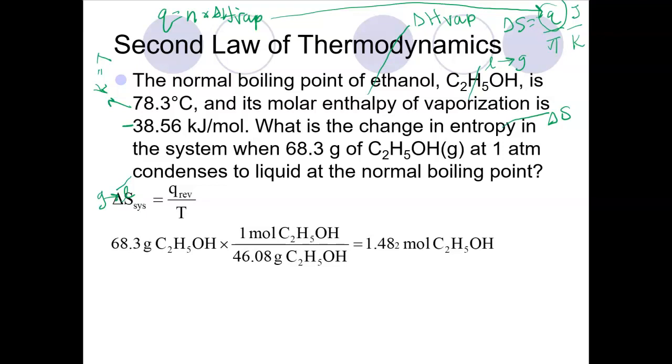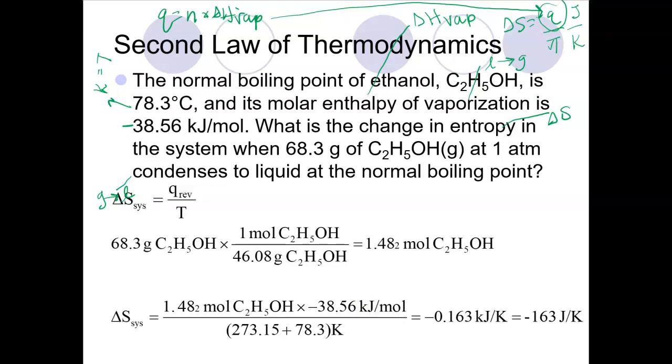So what I'm going to do is plug this all together into the delta S equals Q over T equation. For Q, I plugged in N times delta H of vaporization, where I changed the sign. And for T, I took the 78.3 degrees Celsius and added 273.15 to it to get it into Kelvin. If we look at the numerator, the moles cancel, leaving me in kilojoules, which is fine, but the unit needs to be joules divided by Kelvin. So I had to multiply it by 1,000, and that's where the negative 163 joules per Kelvin came from.